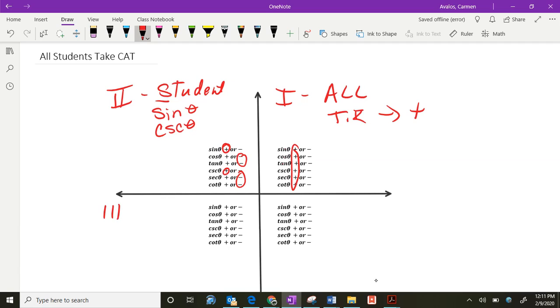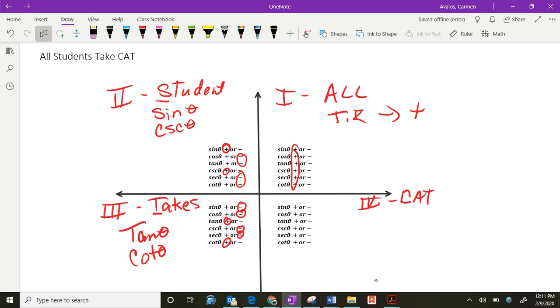And then in the third quadrant, we have "Takes," and that's for T, and that's going to be tangent, and then cotangent because they're the reciprocals. So that means that everything else is going to be negative, tangent is going to be positive, and so therefore so is cotangent.